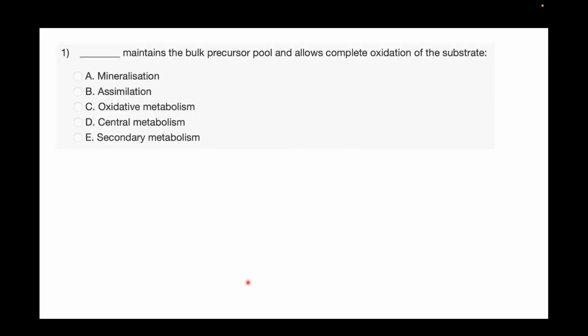Here is the first question of this session. Question number 1: dash maintains the bulk precursor pool and allows complete oxidation of the substrate. There are some processes in the options. You have to tell me which of these processes maintains the bulk precursor pool and allows complete oxidation of the substrate. Option A, mineralization. Option B, assimilation. Option C, oxidative metabolism. Option D, central metabolism. Option E, secondary metabolism. Understood the question? Look at the options.